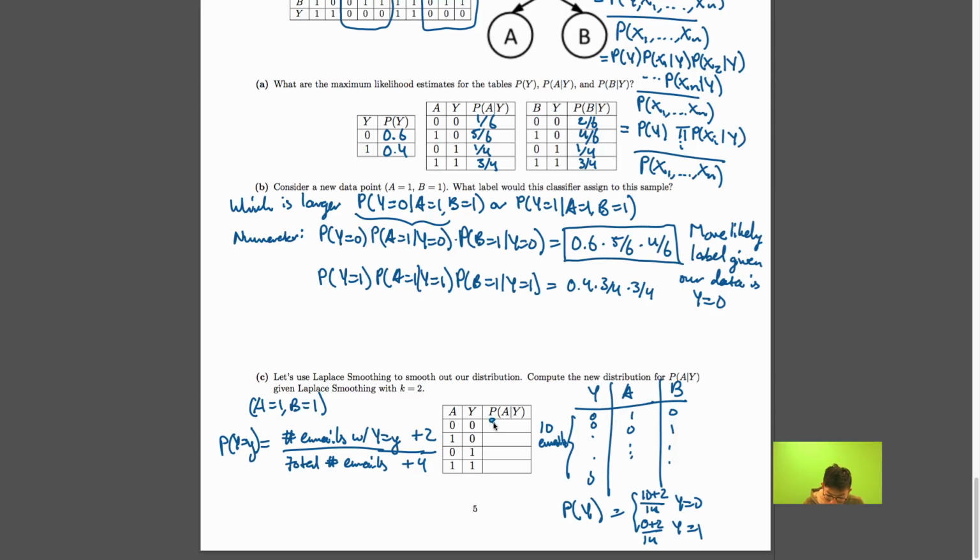So this we're just going to say it's 3, and then because we still need these two squares to add up to 1, we're going to divide by 10. This is going to be 7 over 10, 5 plus 2. And this is going to be 3 out of 6 instead of 4, and it's going to be 5 out of 6. All right, and that's Laplace smoothing. And that's it for the worksheet.